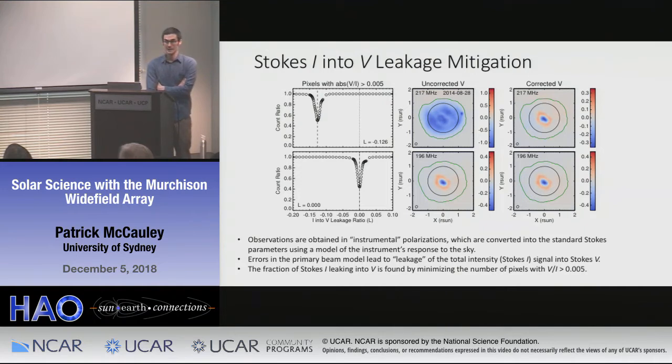So we call this leakage, where errors in your primary beam model, in how you think your instrument responds to the sky, produces an effect where some of the total intensity, the Stokes I signal, leaks into the circular polarization, the Stokes V signal. So this has been well investigated for the astrophysical studies.